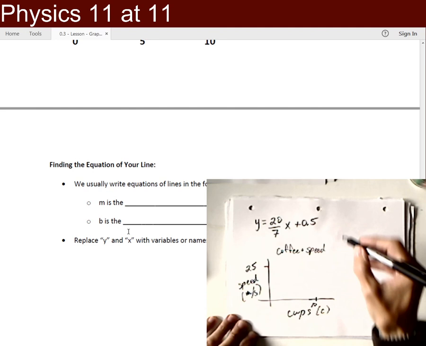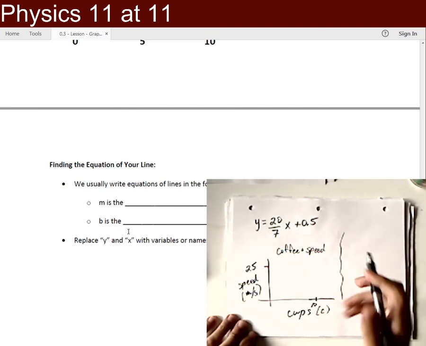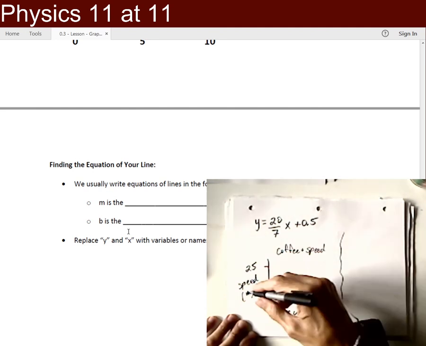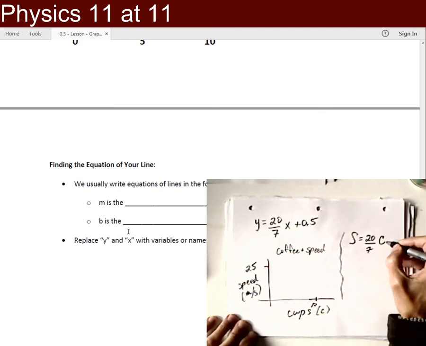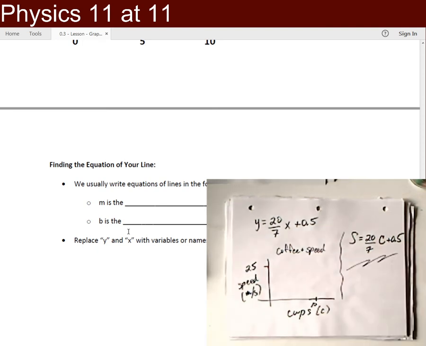So, to improve the equation, we can just put more meaningful variables in there. Speed of the swimmer is 20/7 times C for the number of cups that they drink plus 0.5. And this would be a good looking equation for the graph that we had.